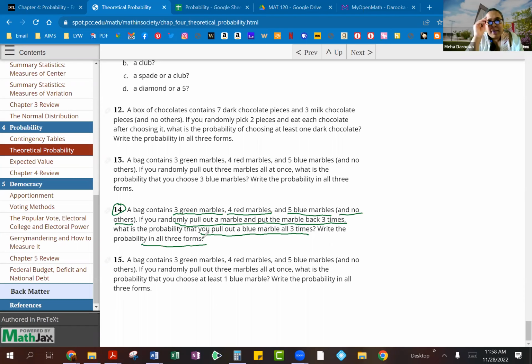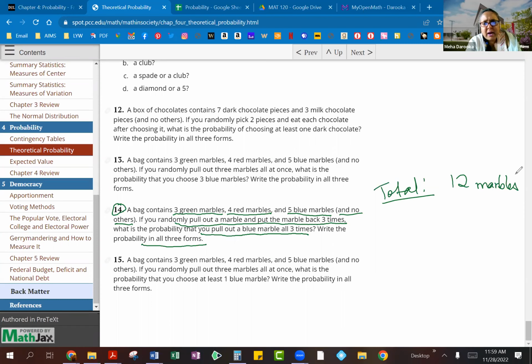So let's talk about what's our total in this example here. What's your total quantity in the bag? Yeah, Michael, very nice. You're doing 3 plus 4, which is 7. 7 plus 5 will put you at 12. So we have a total of 12 marbles.